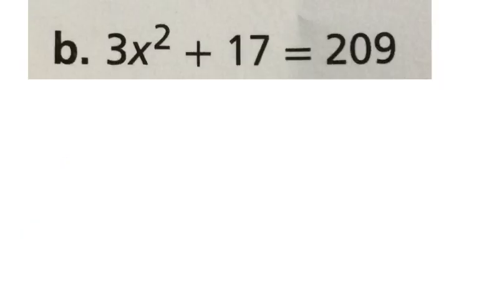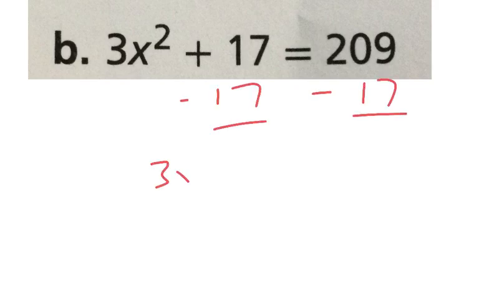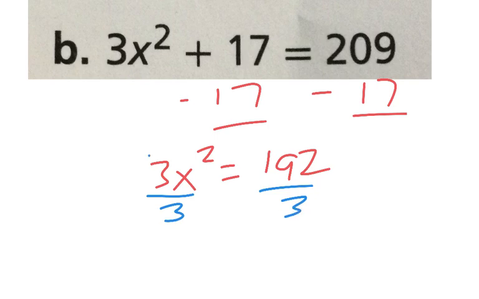Questions? That's the correct first step. So let's subtract 17. 192. Okay, so you've got 3x squared equals 192. Then did you take a square root of 192? Bad. Very, very bad. First, x is being multiplied by 3. So you have to divide both sides by 3. That's okay. x squared equals 64.